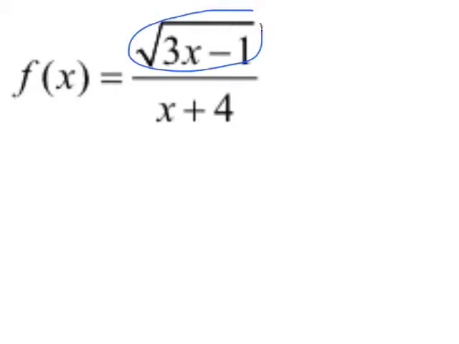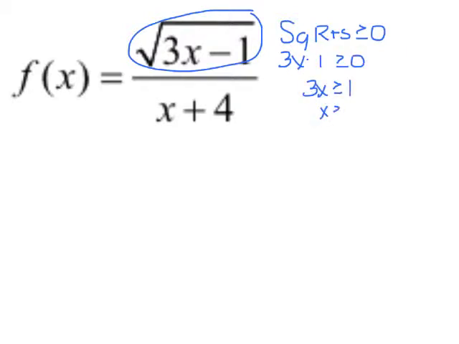So this is a square root. I'll go a little bit faster on this one. And we say square roots are greater than or equal to 0. So 3x minus 1 is greater than or equal to 0. Add 1 and divide by 3. So far I've got one restriction. X is greater than or equal to a third.